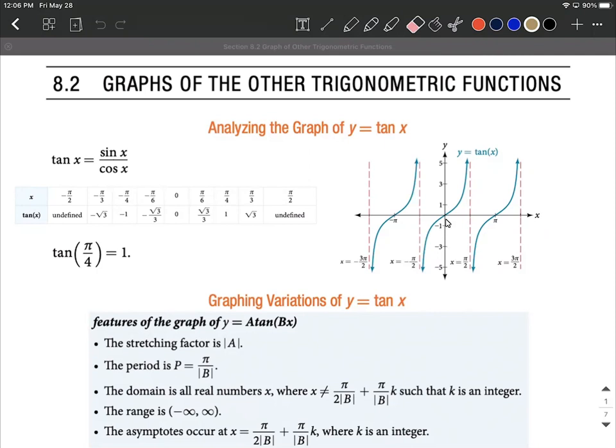The other key points we want to include on this are typically it's at the origin, this middle point in between negative pi over 2 and positive pi over 2. The other key point tends to be at negative pi over 4, corresponds with negative 1, and positive pi over 4 corresponds with positive 1. We want to include those to indicate any stretching factors or compressions that are going on with our graph.